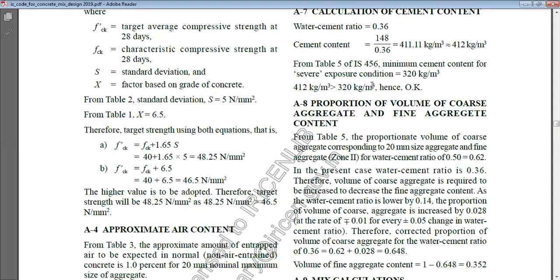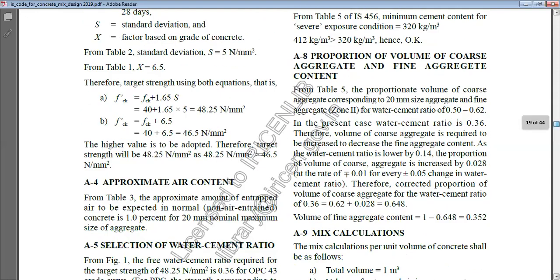Okay, this is about water cement ratios. Before moving to the next part, that is a very important part. Again, we will get some confusion here. Next, to calculate the volume of coarse aggregate and fine aggregate, Table number 5 will give the volume of the coarse aggregate and fine aggregate.